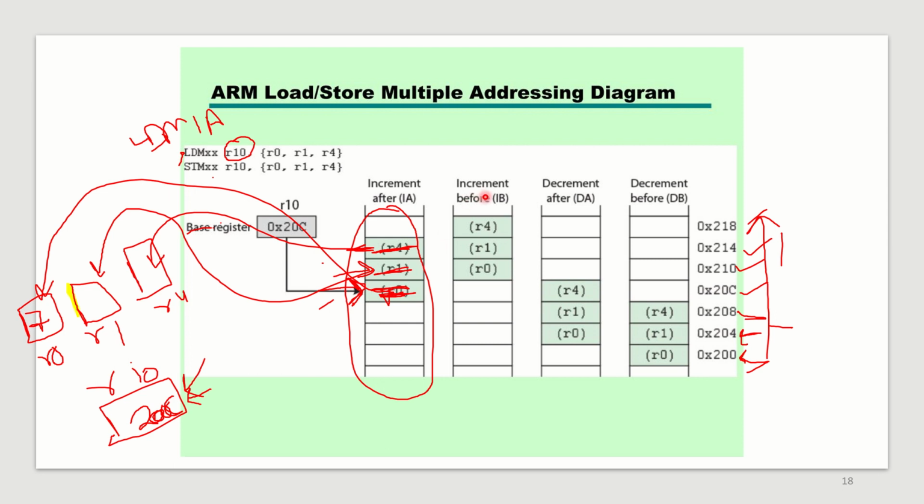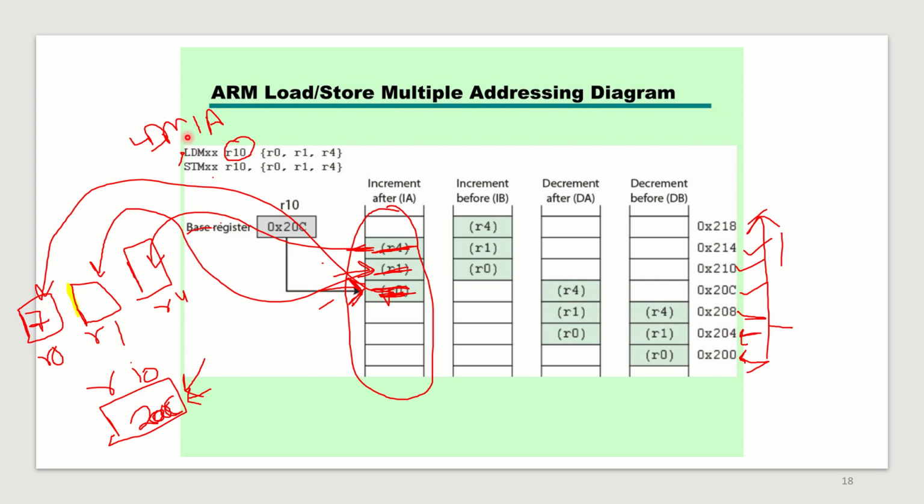Similarly, let's see increment before. Increment before means in the base register, what is written is 20C. You go to the location 20C. You increment before loading. You increment: 20C plus 4 is 210. This 210 value is going to be stored into R0. Then this value is going to be stored into R1 and this value is going to be stored into R4.